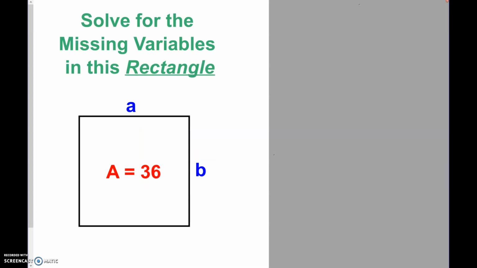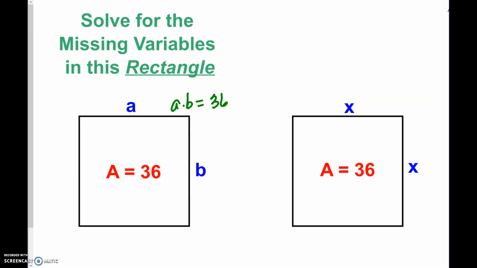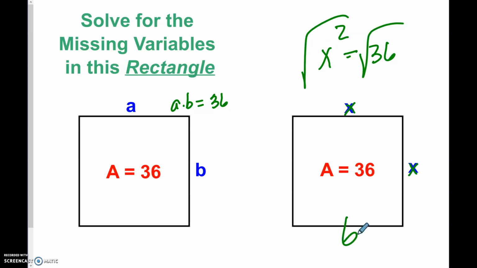So if this was a rectangle, can we find out what A and B are? In this one, we can't find out because it would be A times B equals 36, and we don't know what A is and we don't know what B is. But what if this were actually a square? So these 2 sides were the same length. Can we set up x squared equals 36 and take the square root of each side? And now, do we know that each side is 6?